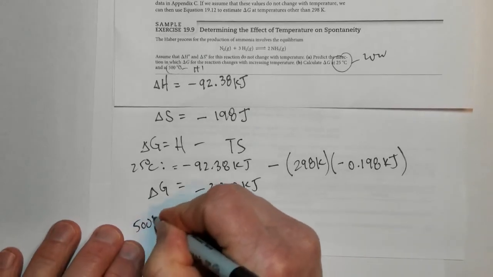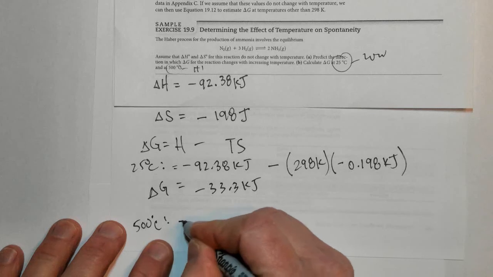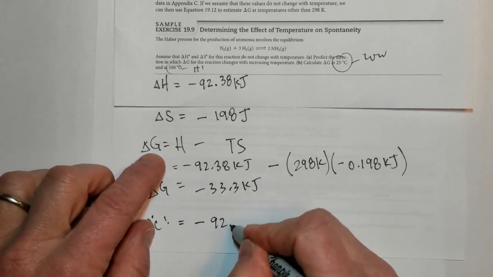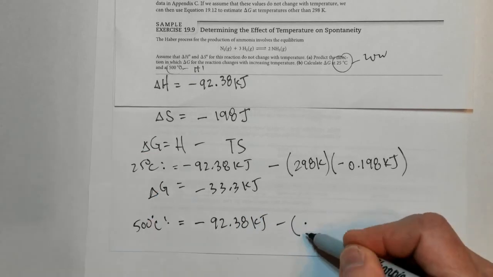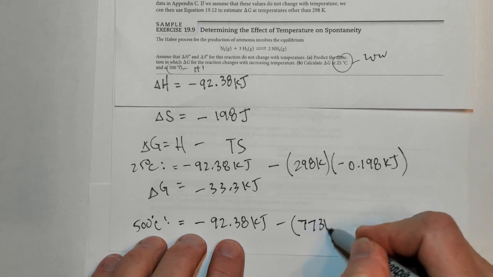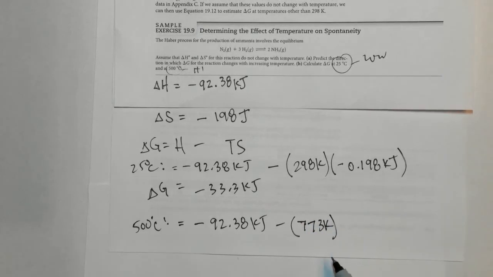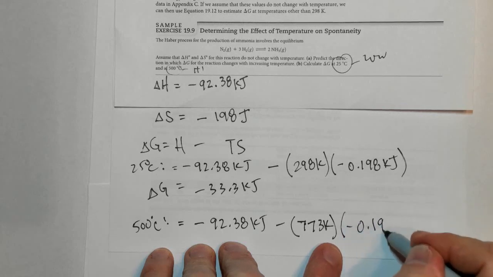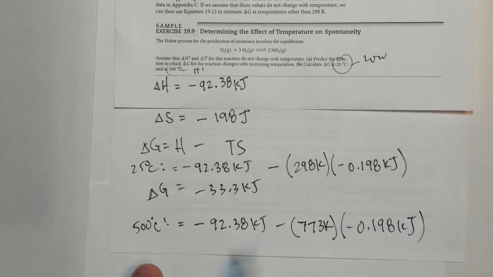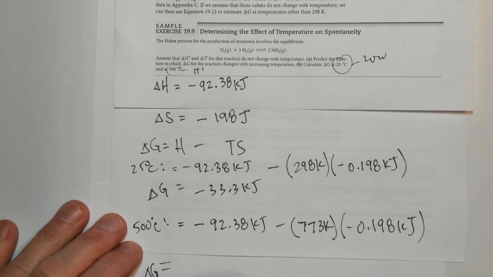At 500 degrees Celsius, we can go ahead and plug the same value in for H, negative 92.38 kilojoules. And now we're at 500 degrees Celsius plus 273 to get it into Kelvin, so that would be 773 Kelvin. And then we multiply that by the negative 0.198 kilojoules once again. And pushing this into our calculator, our delta G then at 500 degrees Celsius becomes 61 kilojoules.